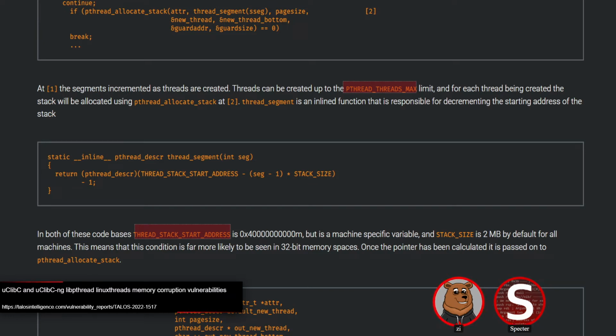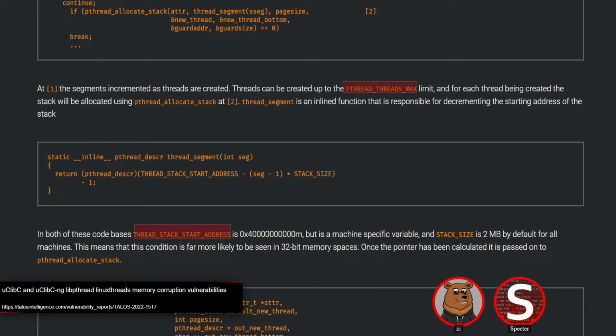I guess I should say the fact that the stack size is 2 MB is worth calling out too, because that is a lot of space when you're talking about mappings, especially in 32-bit. So the fact that the stack size is that large means you probably don't need too many threads to run into this problem. But yeah, it's going to be somewhat specific to your target too.